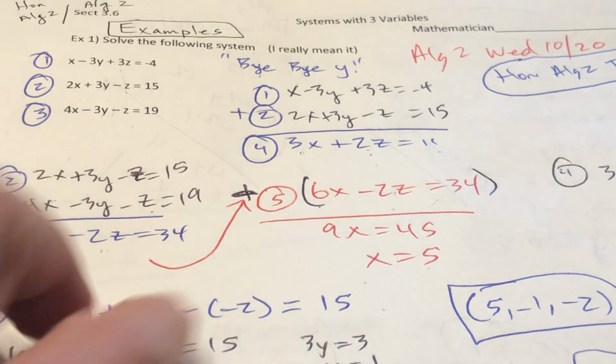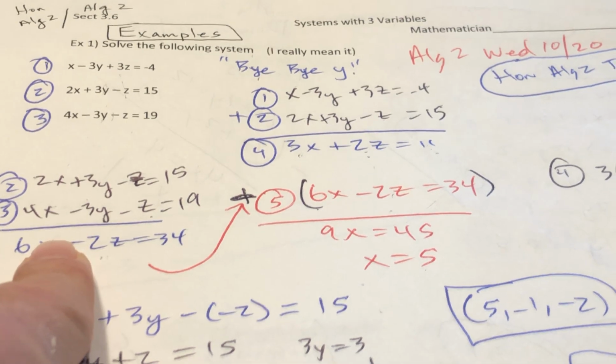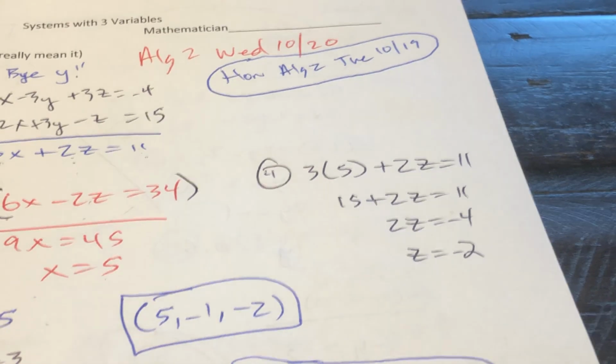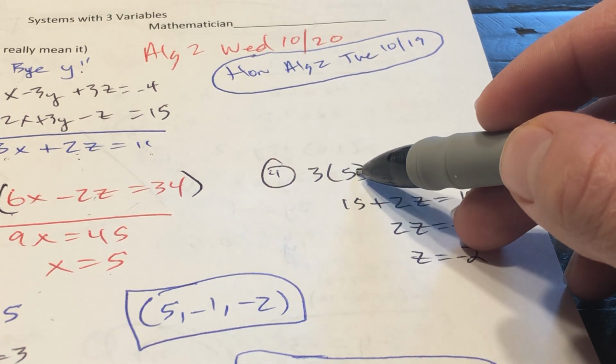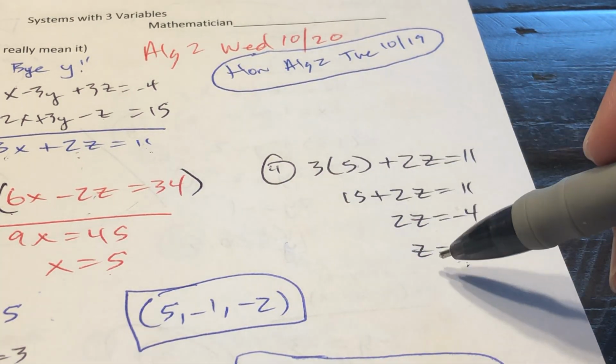I'm going to use equation 4. I have to go back to either 4 or 5 because that one just has x's and z's. Go back to equation 4. I know what x is, so I plug 5 in for x, and I solve for z. I have x. I have z.